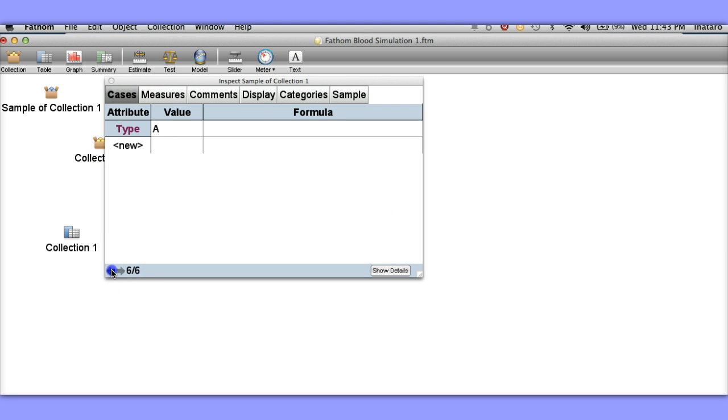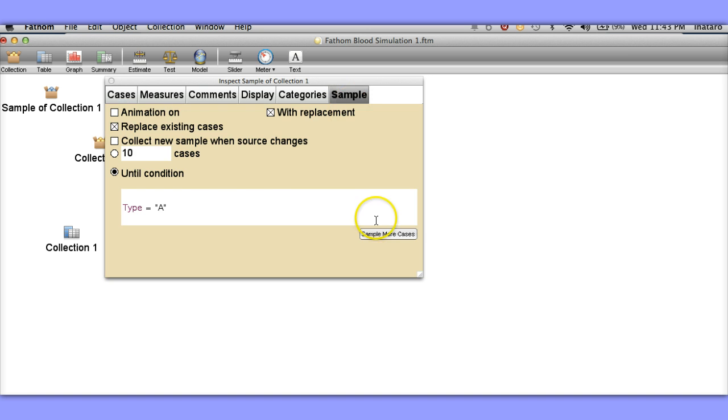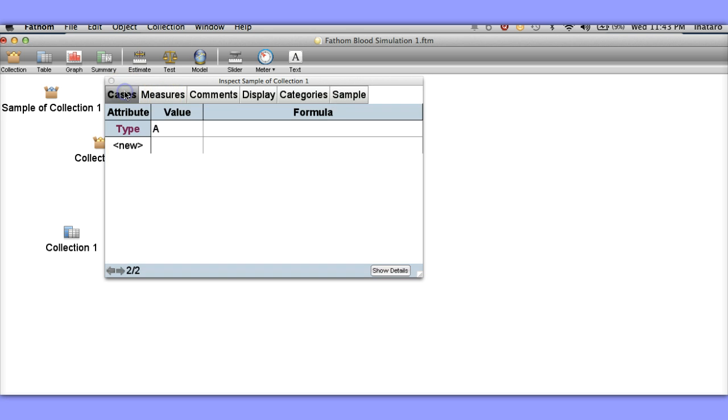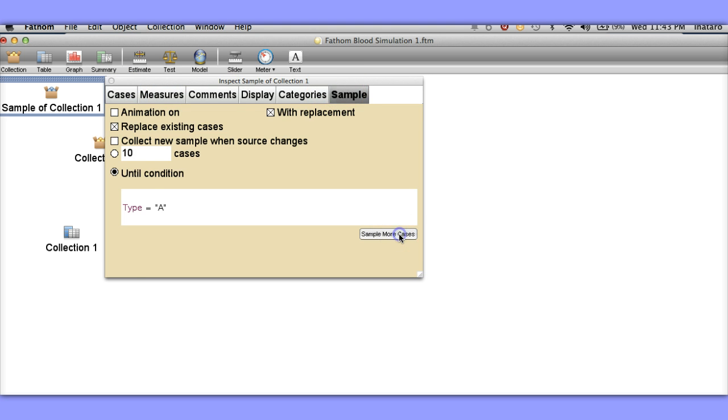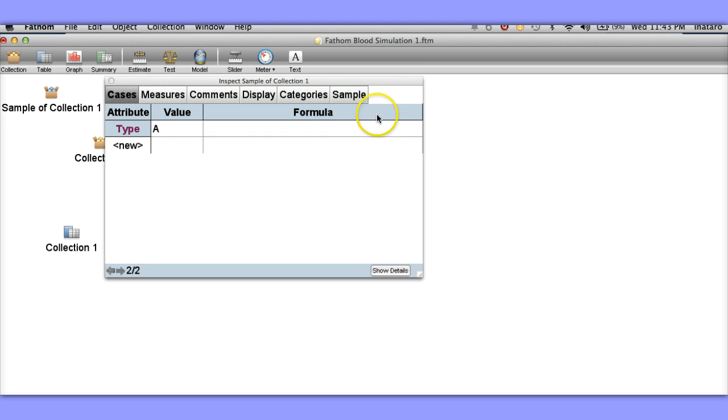And here we can see we did not see that first person with type A blood until we reached the 6th person. And here it took 2 people. And here it took another 2 people. And I could keep track of that on paper. However, let's use Fathom to count this for us.